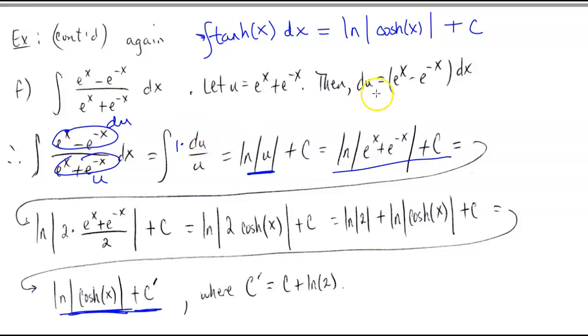However, we note that cosh of x is actually e to the x plus e to the minus x divided by 2, which means that I can multiply both sides by 2 and get that 2 times cosh is going to be e to the x plus e to the minus x. And that's essentially what we have inside the absolute value signs. So here we could rewrite this to where basically what you end up with is just natural log of 2 times cosh, okay?